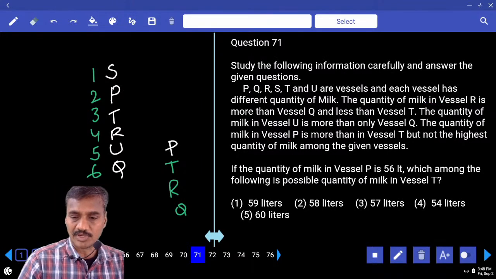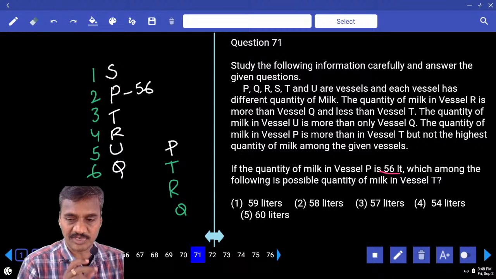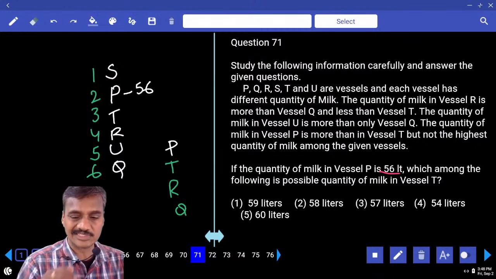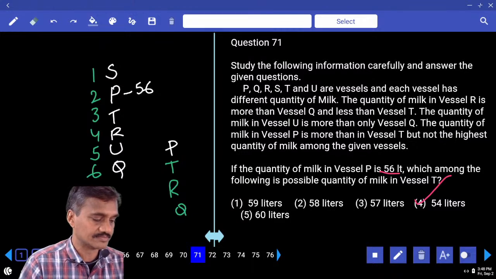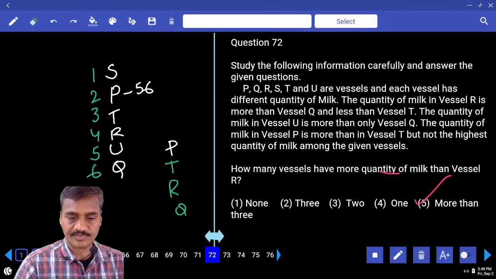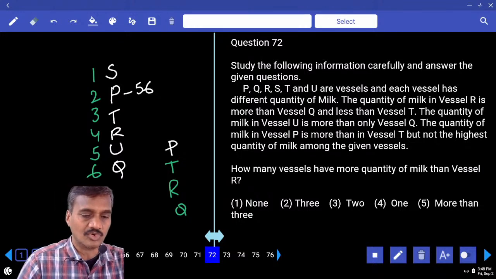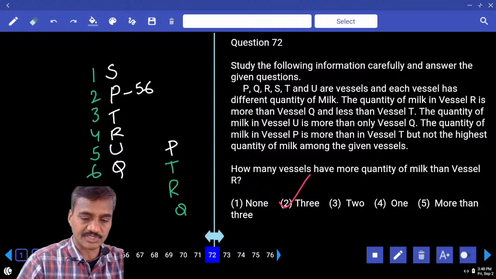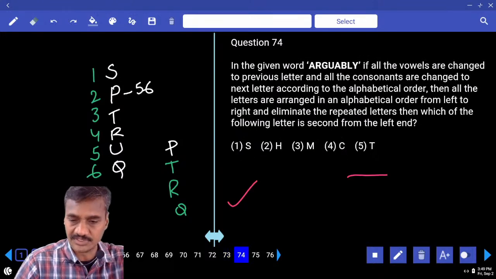Then, if the quantity of milk in P is 56, now P is 56. And which among the following is the possible quantity of T? Now T is lesser than 56. Lesser than 56, choice 4, question number 71. Then 72. How many vessels have more quantity of milk than vessel R? More than R, there are 3, that is choice 2, question number 72. Then 73. Which among the following vessels has the highest quantity of milk? Yes, that is choice 1, 73.